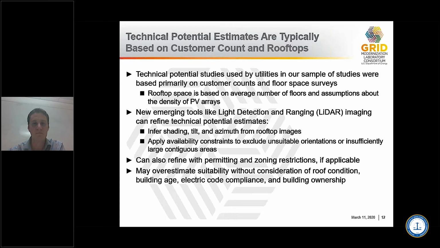So I think that these are different steps that planners can take, but we should also be cognizant that it's not strictly the number of buildings or the total roof area that is the upper bound. There are other factors involved. Next slide.